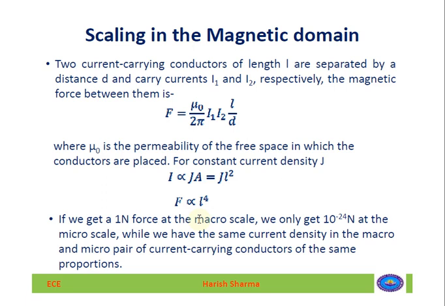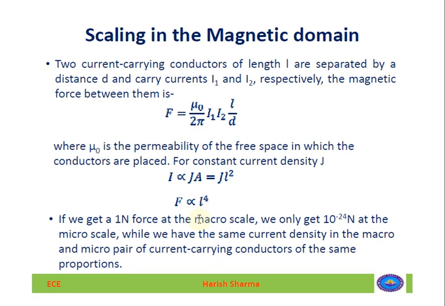So if we get 1 Newton force at a macro scale, what will happen if we reduce the size to the micro scale? We are reducing the size by 10 raised to power 6 times. So what will happen? The force will also reduce, by a factor of 10 raised to power 24.